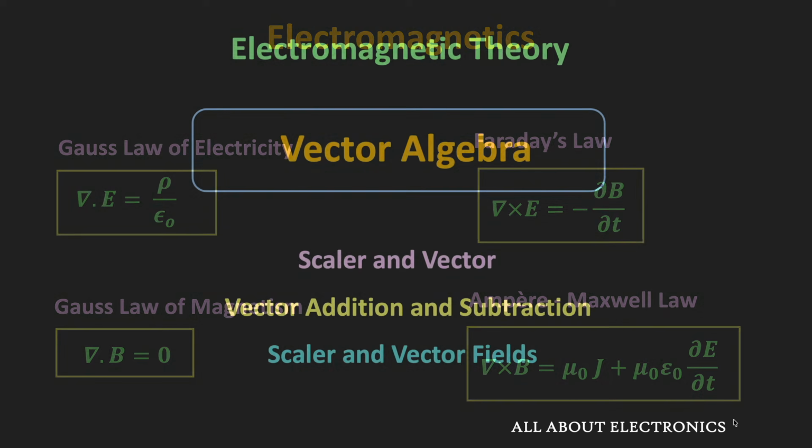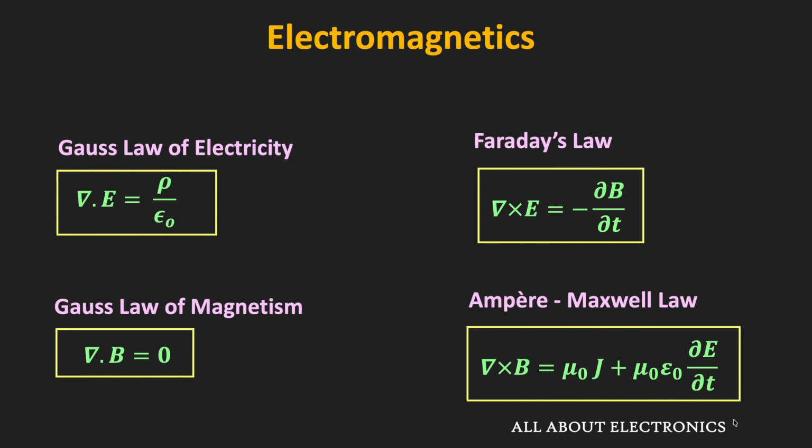In the introductory video of electromagnetics, we have seen that electromagnetic theory can be better understood with the help of the Maxwell equations. And to understand these Maxwell equations, we should know vector algebra and vector analysis. And for that, first let us understand the concept of scalar and vector.